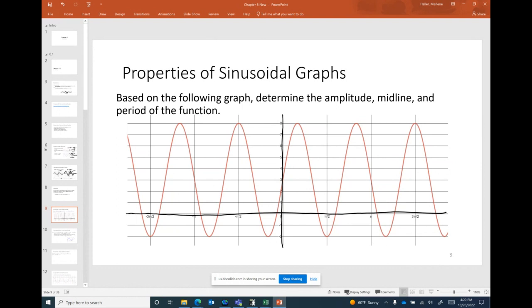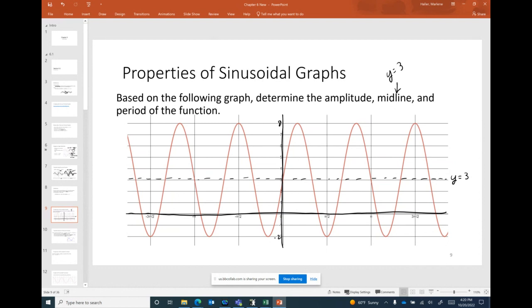So we're looking for halfway in between the low point and the high point, right? The high point is at y equals 8. The low point is at y equals, I drew over it, but it's -2, right? Well, what's halfway between 8 and -2? It's 3, right? So here's the midline for this graph. It's right here at y equals 3. Okay, so midline, y equals 3.